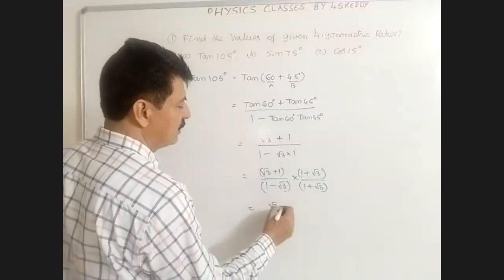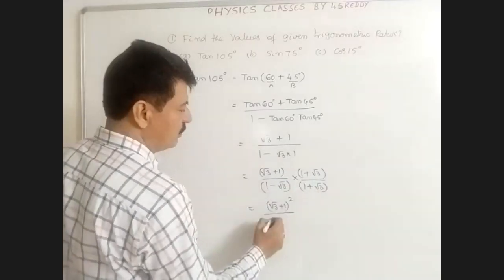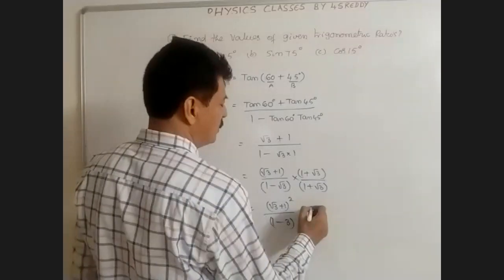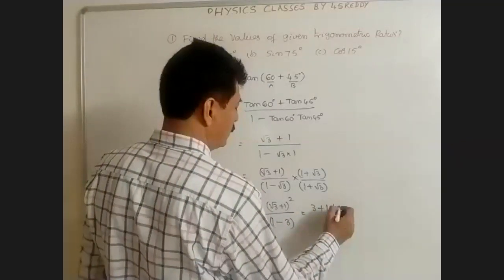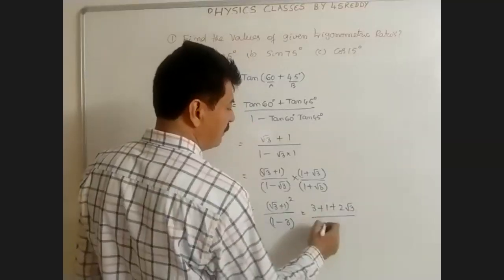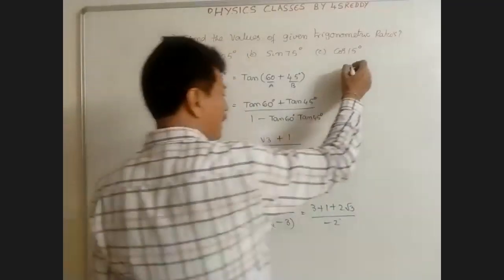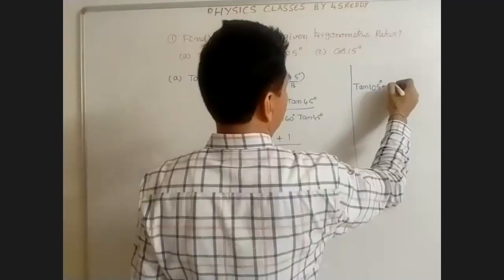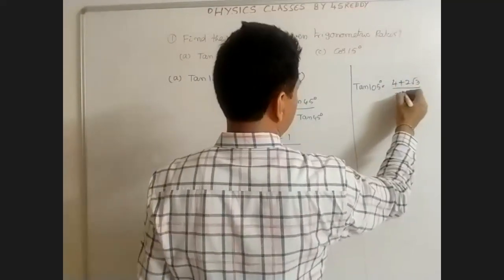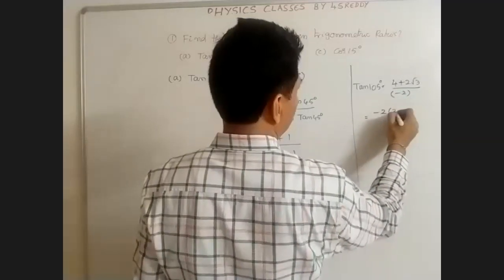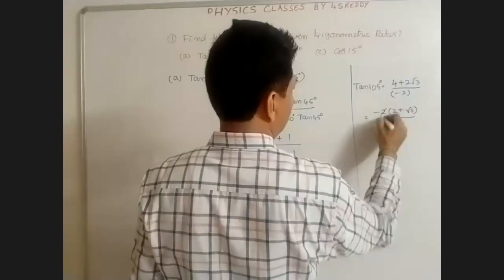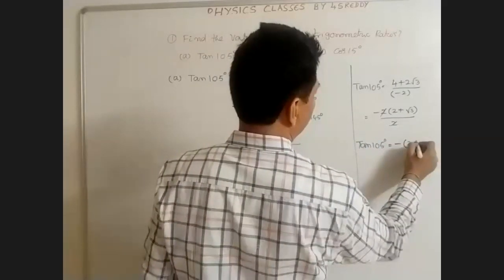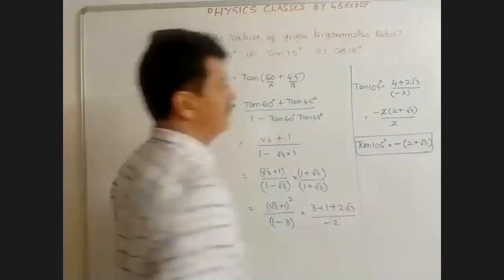Root 3 plus 1 whole square by, in the denominator, a minus b into a plus b, that is a square minus b square, which is 1 minus 3. The numerator is 3 plus 1 plus 2 root 3, the a plus b whole square, by minus 2. Then tan 105 degrees is equal to 4 plus 2 root 3 by minus 2, that is minus 2 into 2 plus root 3 by 2. Therefore, tan 105 degrees value is minus of 2 plus root 3. Anybody got it?